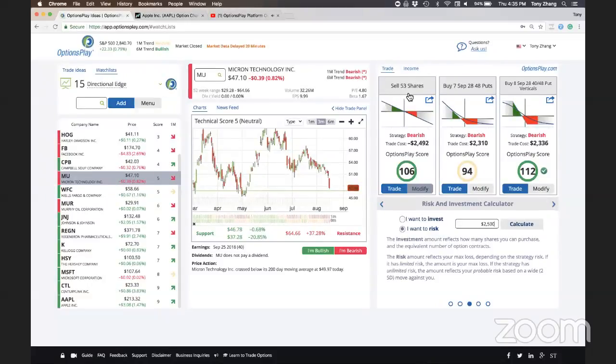So that you can short 53 shares, you can buy 7 contracts of the puts, or you can buy 8 contracts of this put vertical, so that you can actually calculate the appropriate number of contracts to trade.